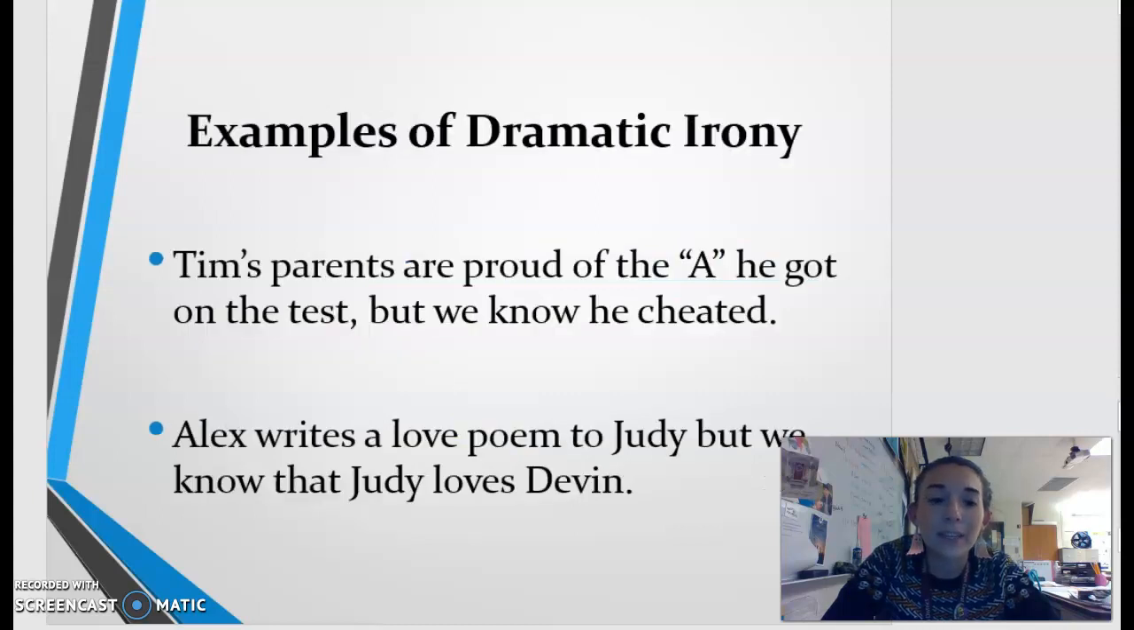Let's look at some examples. Examples of dramatic irony. Tim's parents are proud of the A he got on the test, but we know he cheated. Alex writes a love poem to Judy, but we know that Judy loves Devin. These are both examples of dramatic irony. So, we know something that the characters that are receiving the actions don't know.